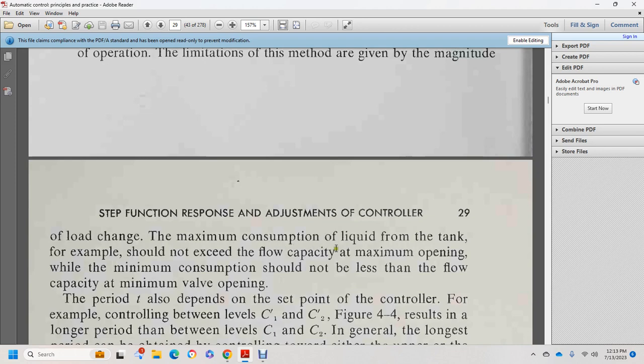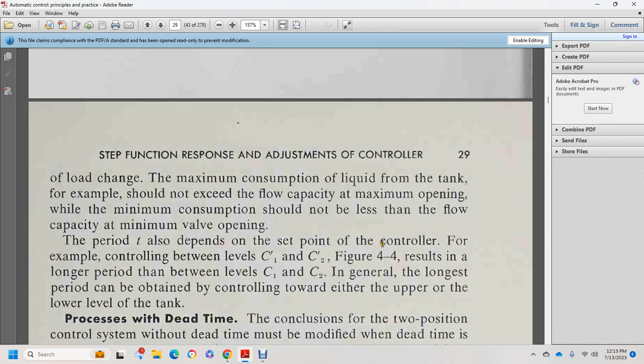For example, the maximum consumption should not exceed the flow capacity of the maximum valve opening, and the minimum consumption should not be less than the flow capacity of the minimum valve opening. The period of time depends on the set point of the control. For example, when controlling the levels at change 1 and change 2, the longest period between change 1 and change 2 is generally obtained when controlling toward either the upper or lower level of the tank.